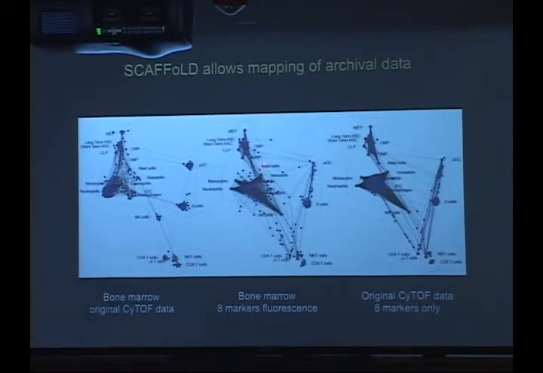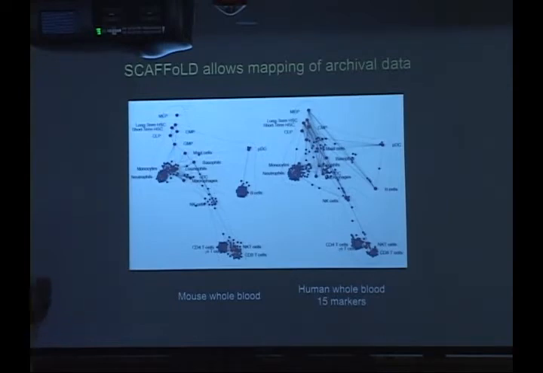So the fact that the fluorescence map looks a little bit worse than the original CyTOF map is not due to the fact that it's fluorescence versus CyTOF, but due to the fact that it's 8 markers versus 39 markers. And the other thing we're trying to do is map even across organisms. So taking a mouse sample and a human sample, and essentially establishing which markers are equivalent between human and mouse, and doing the same thing.